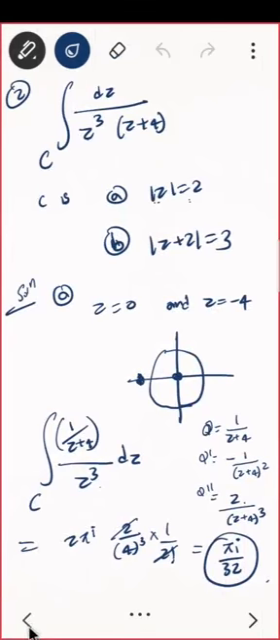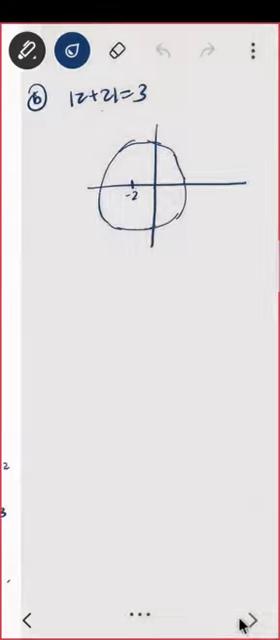But look at the question. What are the singularities? 0 and z equal to -4. Whether z equal to -4 lies inside the contour. What do you think? Look, this is -2, radius is 3, so from -2 going 3 units, this point is actually -5. So -4 is lying here and 0 is here. So both the singularities are lying inside my contour.